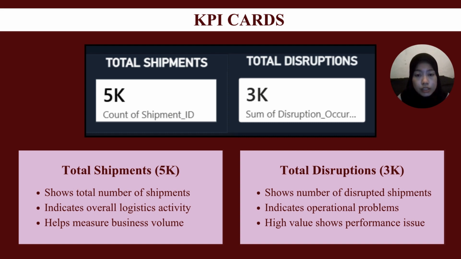Next is the total disruptions, which is 3,000. This represents the number of shipments that experience delays or problems. It reflects operational issues, and a high value may indicate performance weaknesses in the logistic process. From the comparison, we can see that the number of disruptions is quite high compared to the total shipments. This shows that there is a need for improvement in operations to reduce disruptions. Overall, these KPIs are important because they help management make better decisions to improve efficiency and delivery performance.